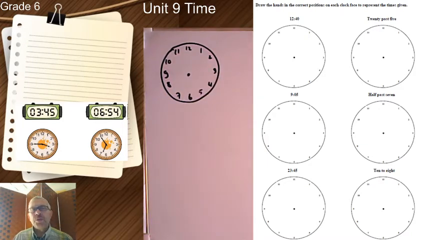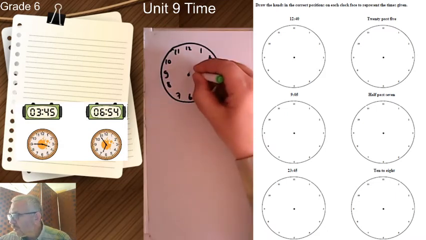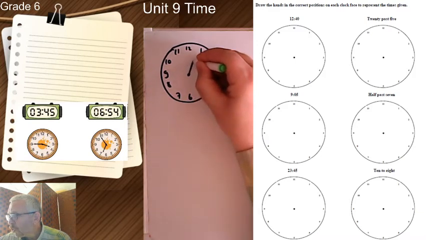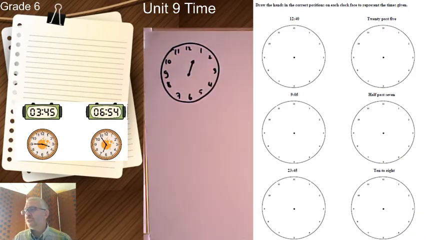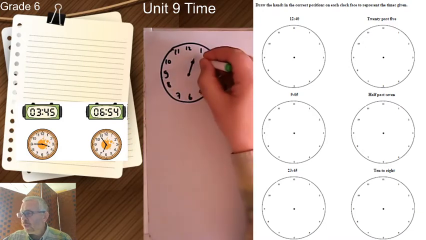Now we have two arms here. One of them is short, the other one is long. The short one is going to show the hour, the long one is going to show the minute. If I am going to show 12:40, then the time must be around 12. Now I am going to draw the short one like this. This is 12:40. Not exactly 12, not exactly 12 and a half. It's a little bit past 12 and a half. That's why I draw it here.